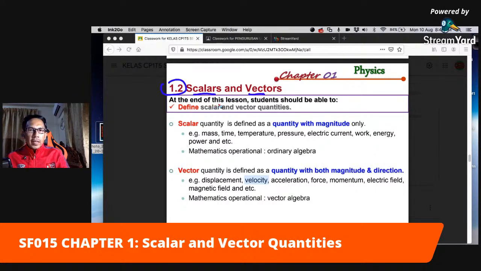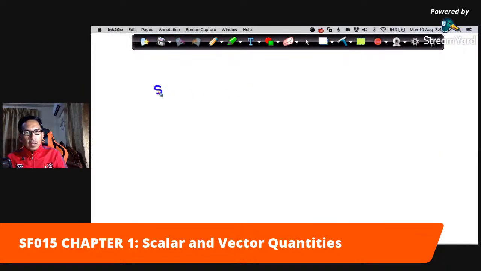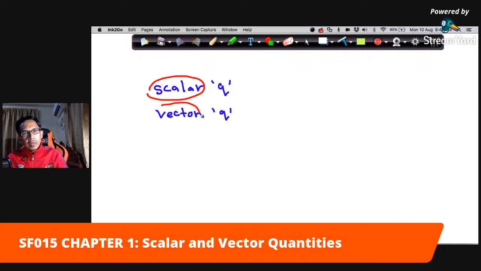So, objective: at the end of this lesson, the student should be able to define what is a scalar and what is a vector quantity. So the first you have a scalar quantity, and the second you have a vector quantity. So the first objective is you must know what is the scalar quantity and what is a vector quantity, right?